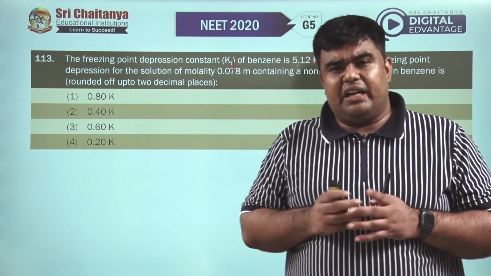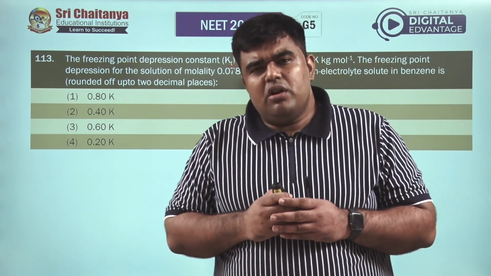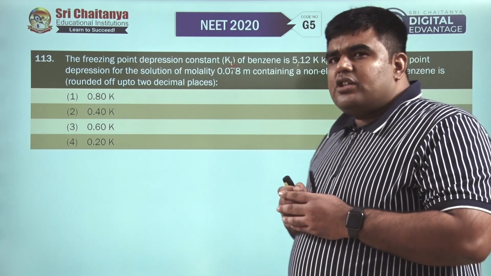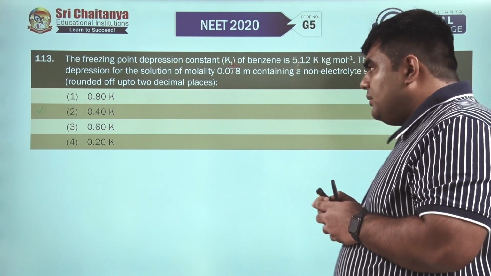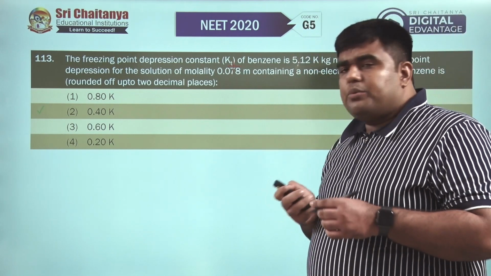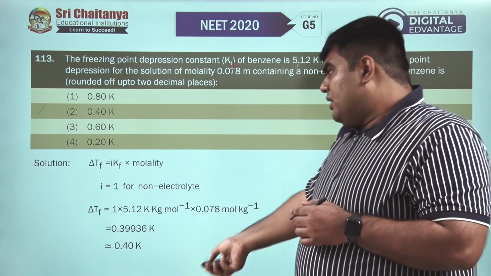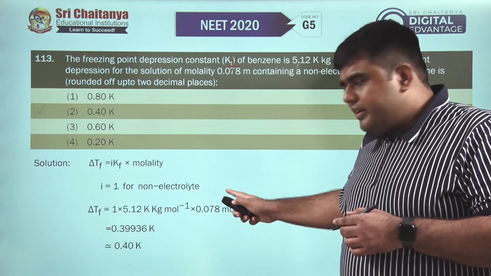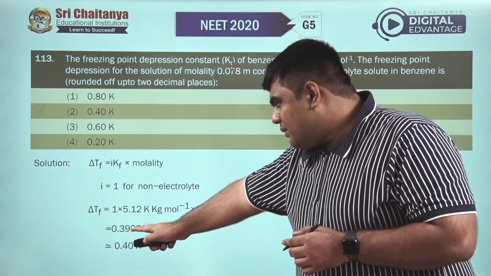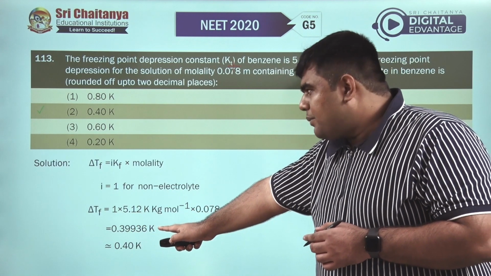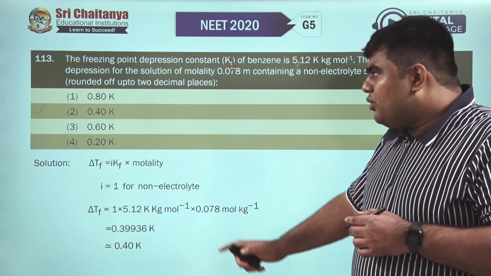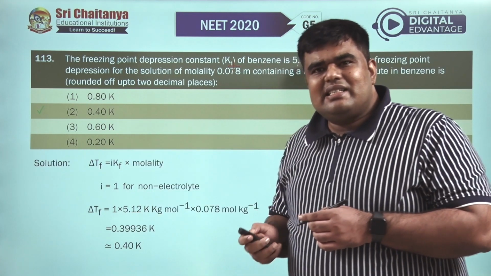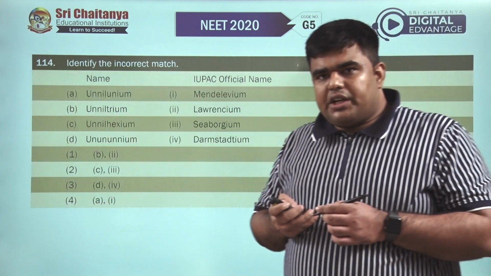We know that delta Tf is i times Kf into molality. If we put the values in this formula, we will get the correct answer. So for this question, the second option is correct. Delta Tf is i Kf into molality, and i is equal to 1 for a non-electrolyte. If we put the values, it will come 0.39936, approximately 0.40. So the closest possible answer is the second, for question number 113.